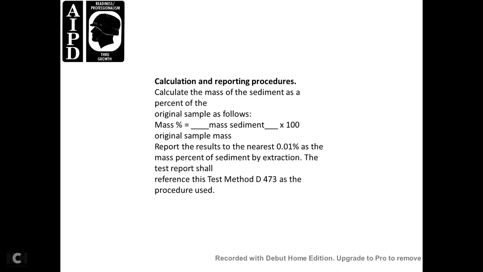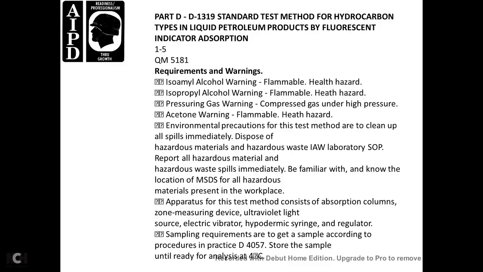Calculation and reporting procedures. Calculate the mass percent of sediment as a percent of the original sample as follows. Mass percentage equals the mass of sediment divided by the original sample mass times 100. Report the result to the nearest 100th of a percent. The test report shall reference the test method D473 as the procedure used. Part D1319, Standard Test Method for Hydrocarbon Types in Liquid Petroleum Products by Fluorescent Indicator Adsorption.